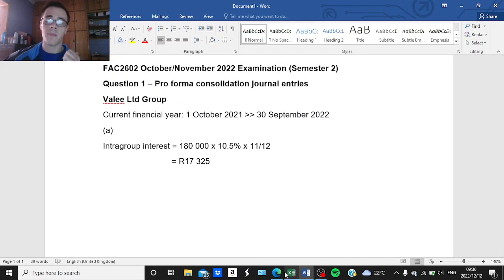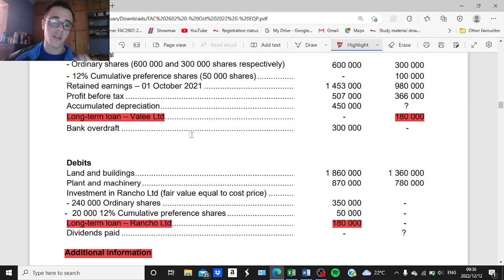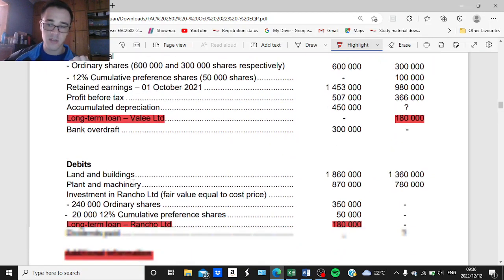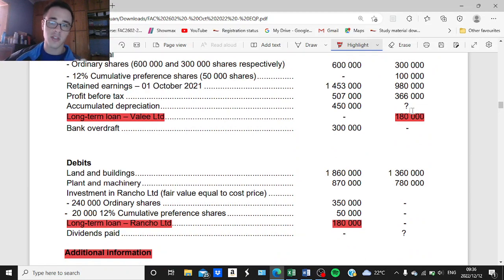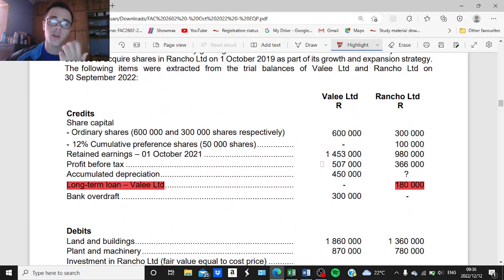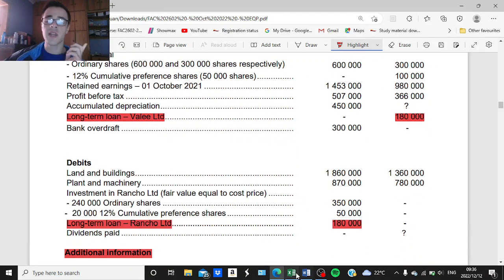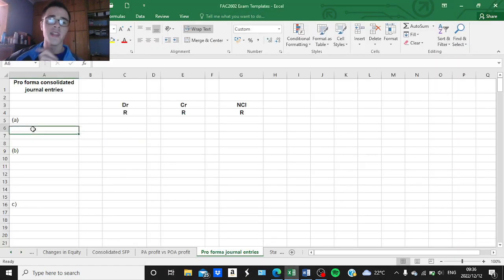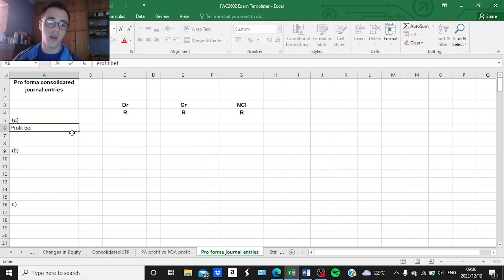All right. Value Limited would have included it in its other income, which is not shown separately in this case. We are only given the profit before tax amount, and Rancho Limited would have included the interest of 17,325 as part of its finance costs because they have paid the interest to Value Limited. So in order to eliminate the intergroup interest on this loan, we need to debit or decrease the profit before tax amount of the company that received the intergroup interest amount. In this case, it was the parent, Value Limited.